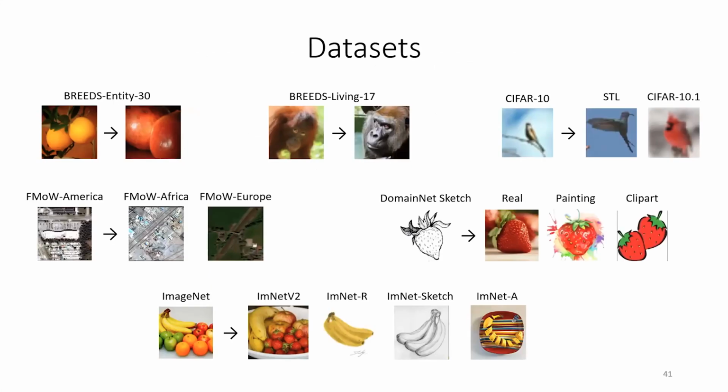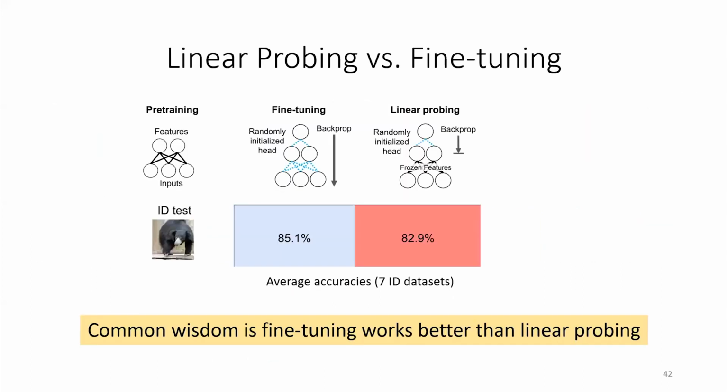We ran experiments on a lot of standard data sets, including real-world applications in satellite remote sensing. And common wisdom is that fine-tuning works better than linear probing. And we found this to be the case on the in-distribution test set. So when you test on held-out examples that are similar to fine-tuning during the training process, then fine-tuning often did better. And this has been reported by a lot of people in the past.